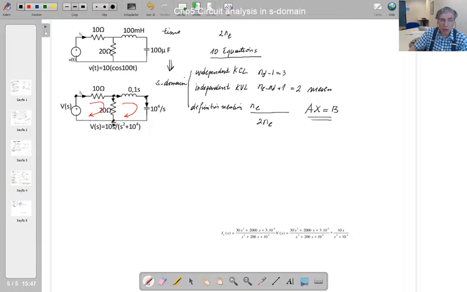So let's write this KCL, Kirchhoff current law equations for the first node. That's the first node.